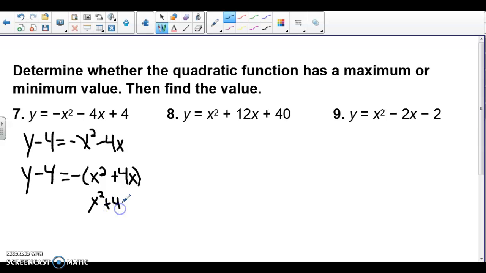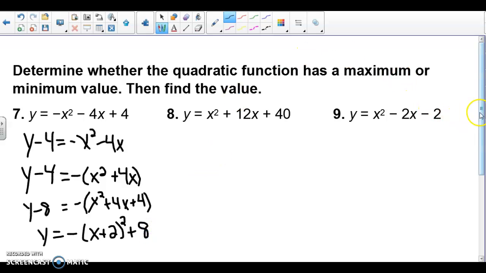And hopefully you were listening. We did the last example, because even though I am adding 4 inside the parentheses, I am not adding 4 to the right-hand side of the equation. I am actually subtracting 4 because of the negative sign in front. So I'll subtract 4 over here and I'll get y minus 8. So my final answer will be y equals negative, and then if I factor this, it'll be x plus 2 squared. And I'll add 8 from this side over here, which will give me plus 8.